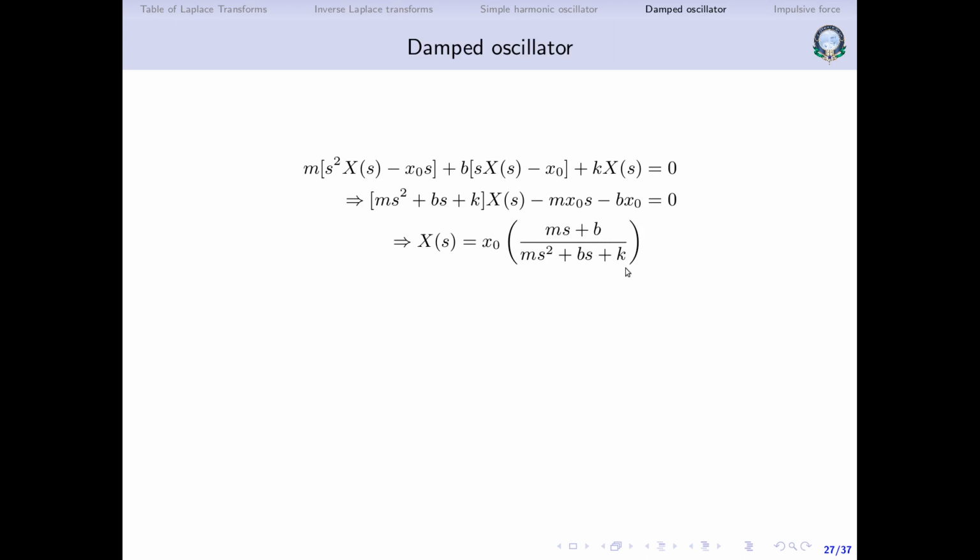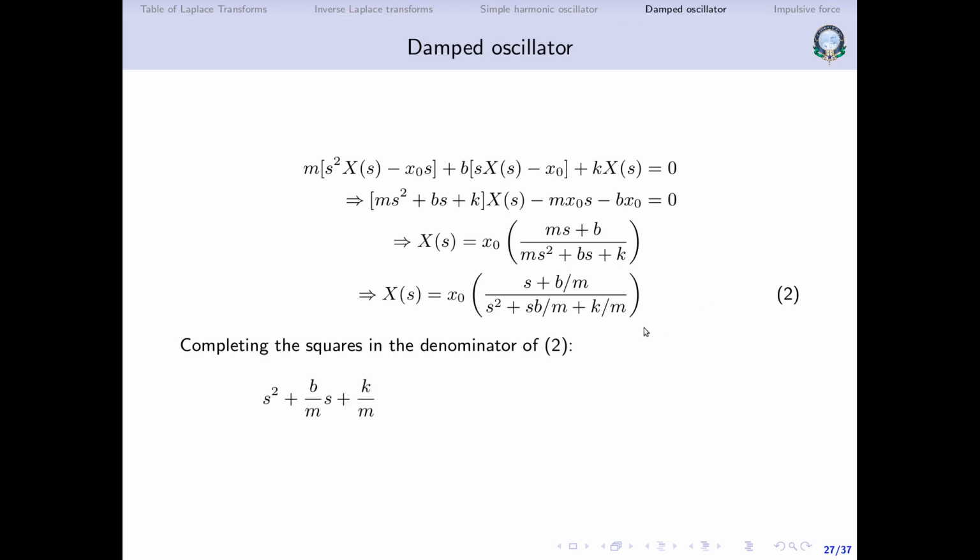Now we divide both the numerator and denominator by m. When you divide both the numerator and denominator by m, we get s plus b by m, divided by s squared plus (b by m) s plus k by m. Let's call this equation number 2. So now we will try to simplify this. First we'll simplify the denominator. We can simplify the denominator by completing the square.